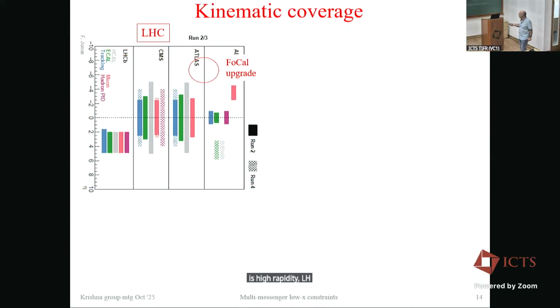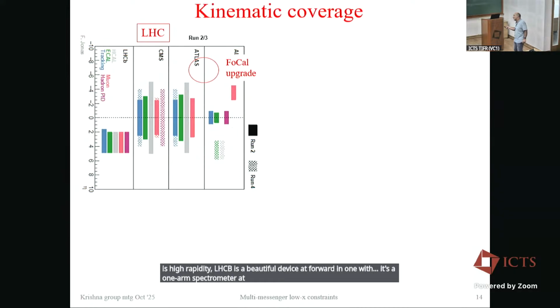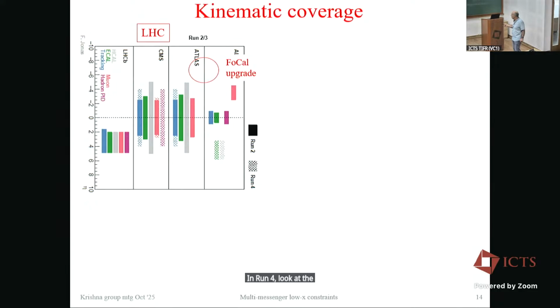LHCb is a beautiful device, a one-arm spectrometer at forward rapidity. So you're going to turn your head. This is the rapidity axis. At forward rapidity, ATLAS and CMS have very broad coverage, and they're extending it somewhat in Run 4. Look at the hashed regions here.